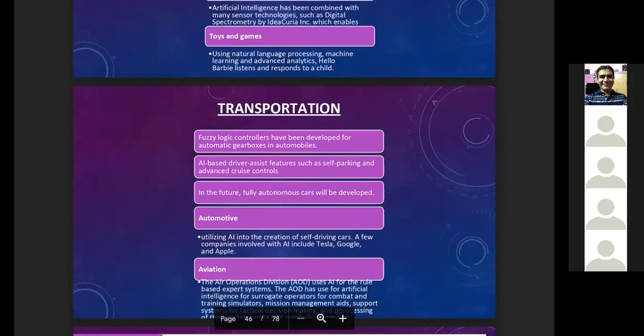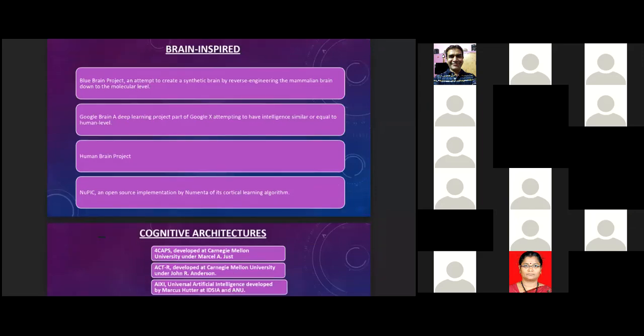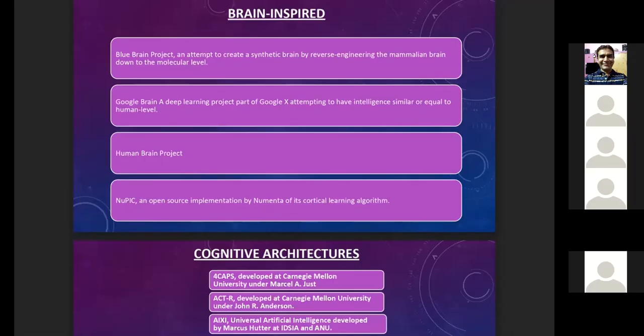Then transportation, I have told you about. And finally, miscellaneous parts, that is the tools, AutoML, artificial neural network. What is it? It's a simulation of our brain. Right?